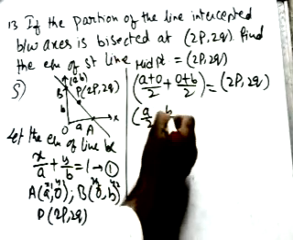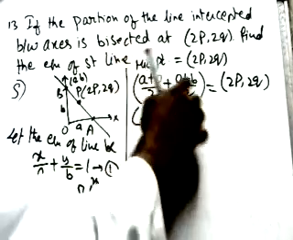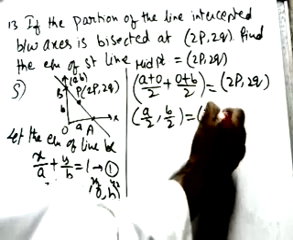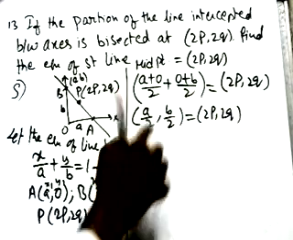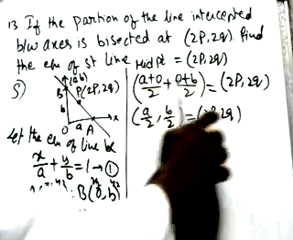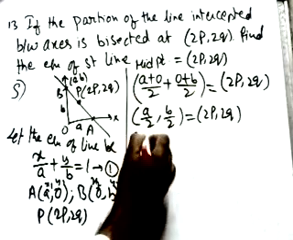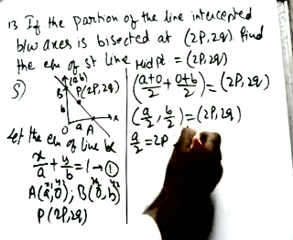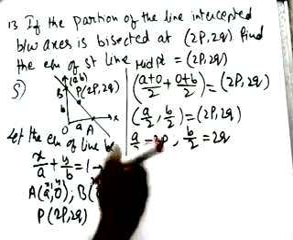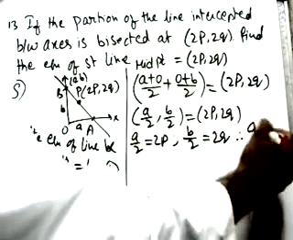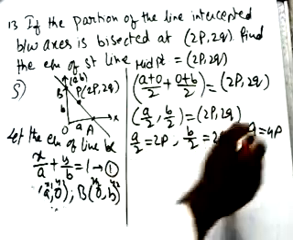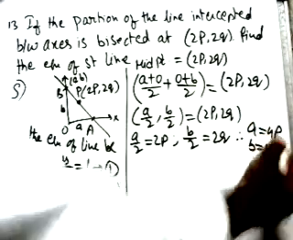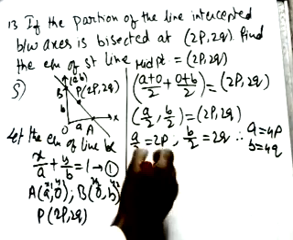Now let us separate this. What is this? a by 2 comma b by 2. A plus 0 is a, 0 plus b, equals 2p comma 2q. Let me separate this one. The x coordinates will be equal, the y coordinates will be equal. So a by 2 will be 2p, b by 2 will be 2q. So a equals 4p and b equals 4q.